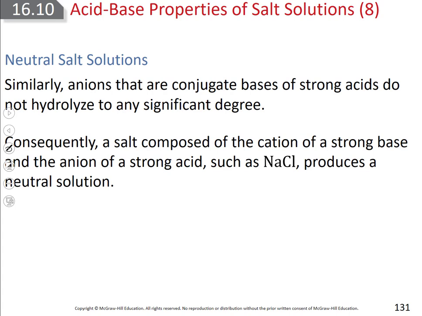So for example, sodium chloride is our classic example of a neutral salt. It's neutral because sodium is a group 1A metal. Therefore, it's the conjugate of a strong base. Therefore, it's a weak conjugate acid. Chloride is the conjugate of hydrochloric acid. Hydrochloric acid is a strong acid. Therefore, chloride is a weak conjugate base. Neither one of these can affect the pH. If neither one of these can affect the pH, in the end, we'll end up with a neutral solution.